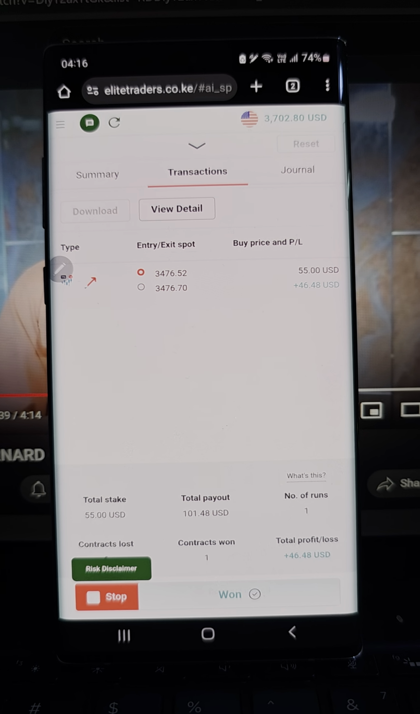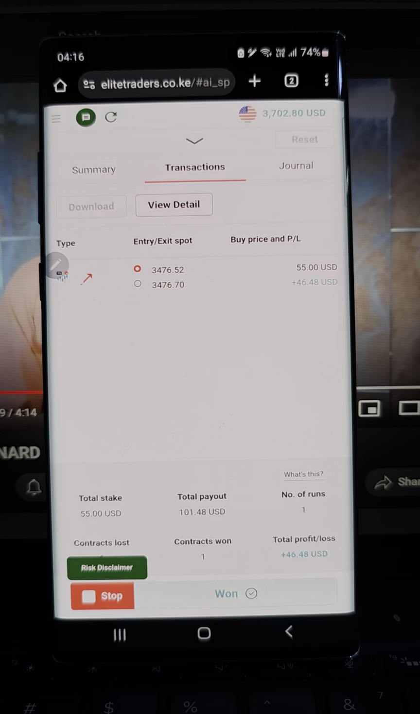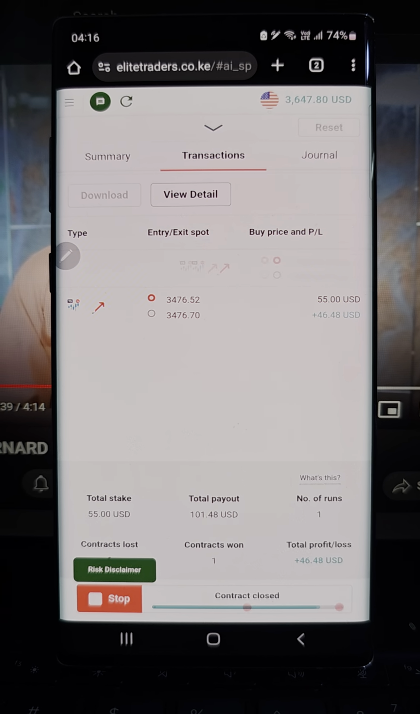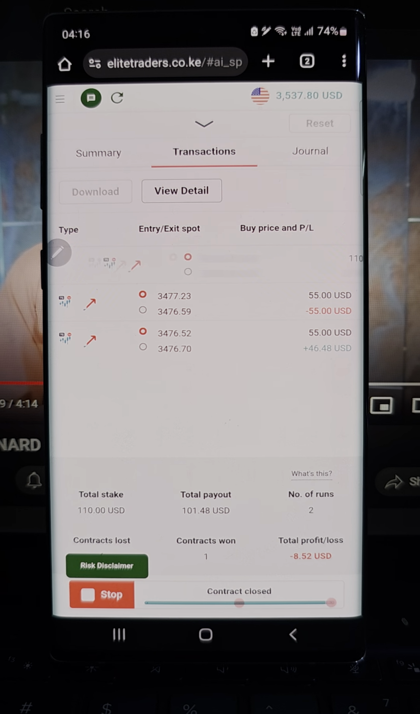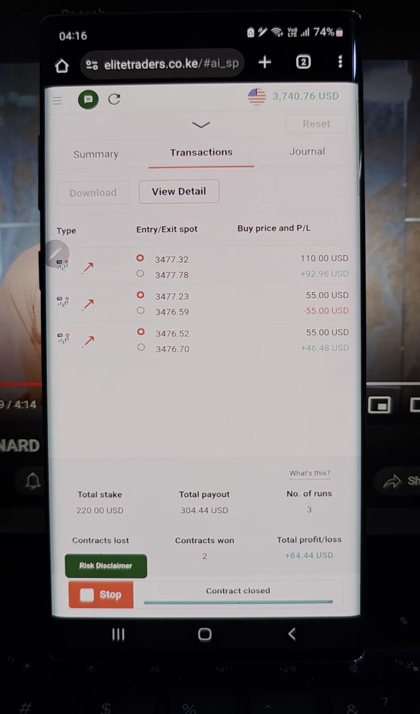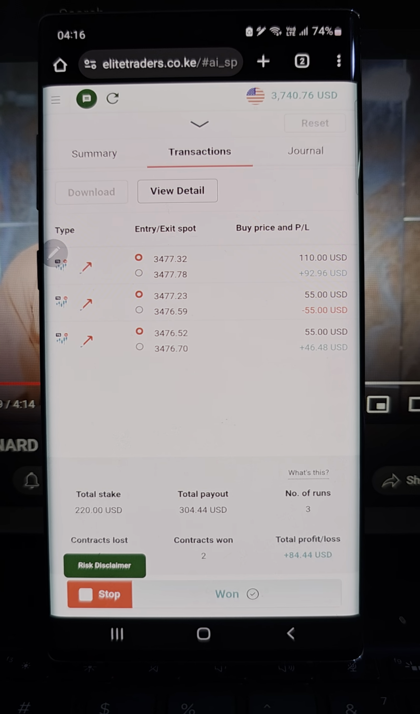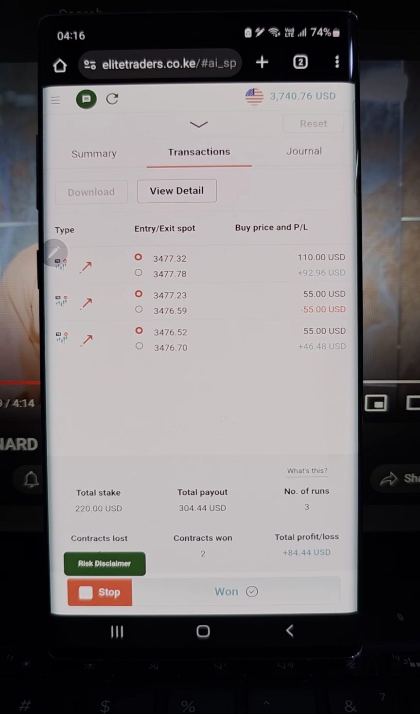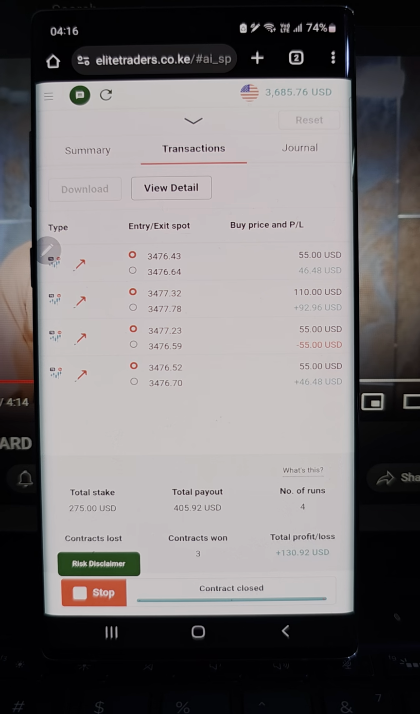The only thing you need to learn about this robot is don't run it for long. Once it gives you profit, you assume you'll continue trading the whole day. So always make sure all the trading principles, discipline, everything is applied.